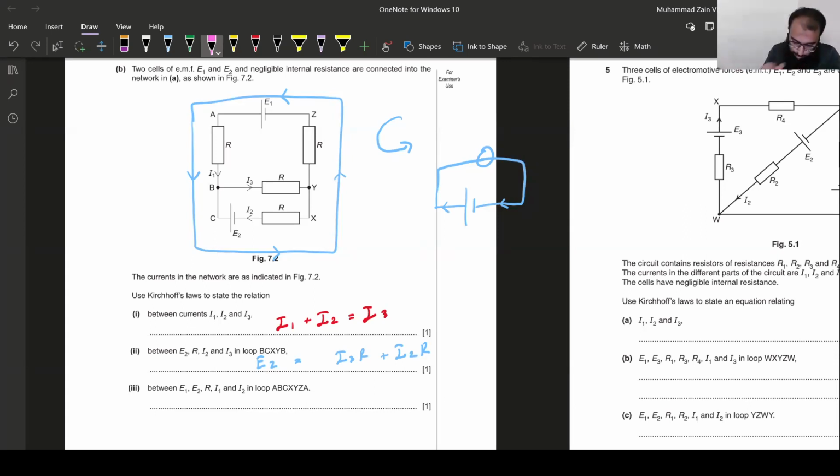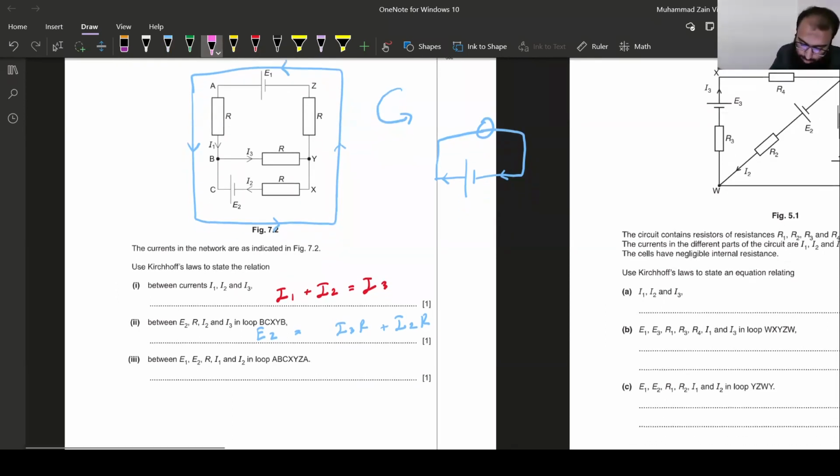Okay, so moving on, between E1, E2 or I1 and I2, we need to find the relationship between all of these. So first I simply equate the EMFs. The EMFs involved in these are E1 and E2, which equal I1 R1, I1 R, and I2 R, and then again I1 R. This is I1, this is I1, so I1 R.